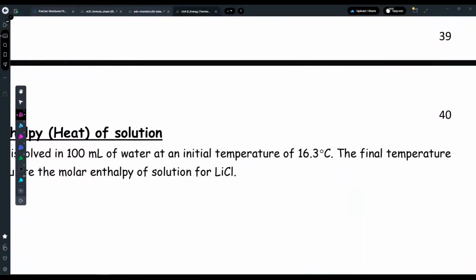But before I get into how to do that, let's just write this as a little note to help you identify when you have a molar enthalpy of solution type question. These are going to be identified when you have an ionic compound that breaks apart into its ions if it is soluble in water.